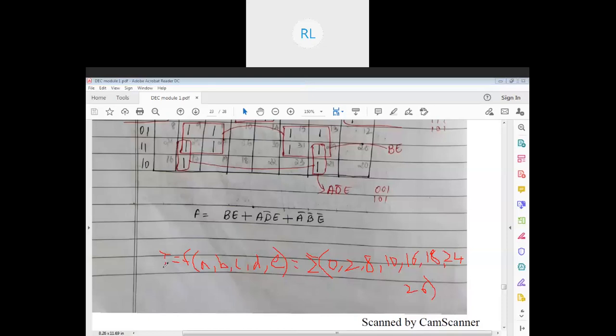Okay, so this is going to be your problem. T is equal to f of A, B, C, D, E. So I have a clue that it is how many bits? 1, 2, 3, 4, 5 bits, and then summation these numbers.